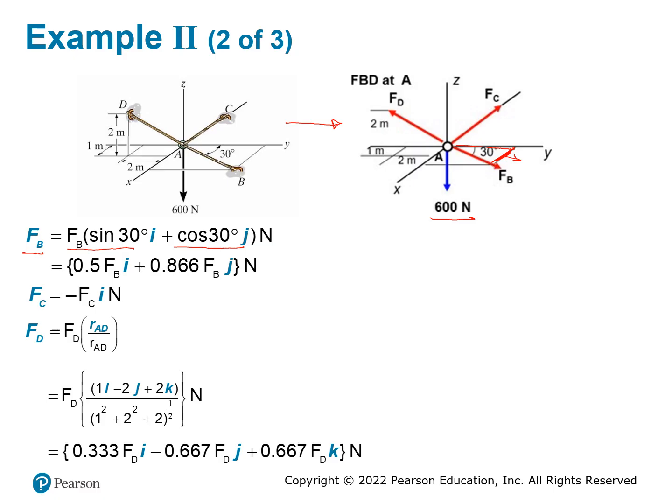What about f of C? Now go back to here. F of C is actually along the x direction, but it's going to be negative x. So f of C, this is the x direction, this is a negative x direction. So this f of C is negative f of C times I Newton.